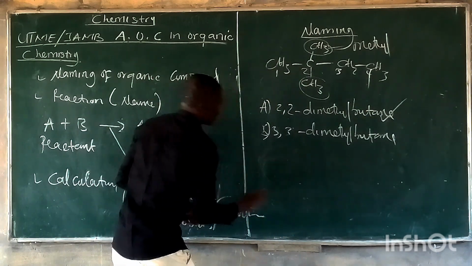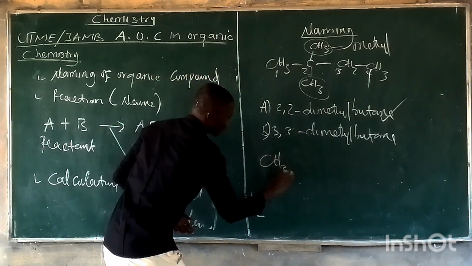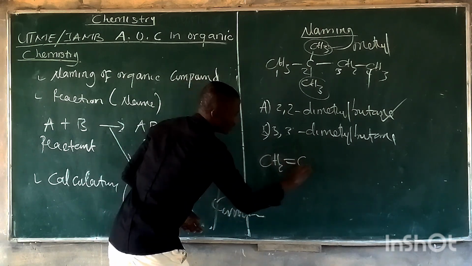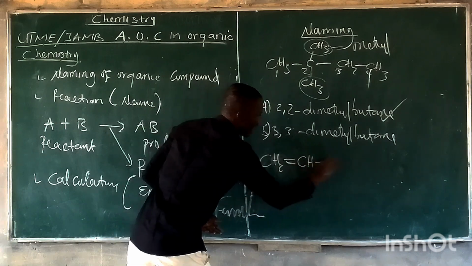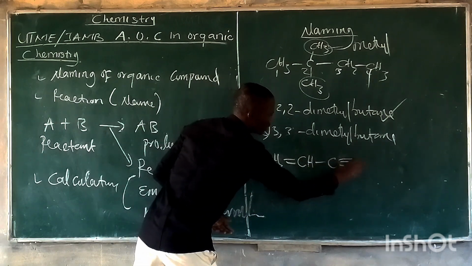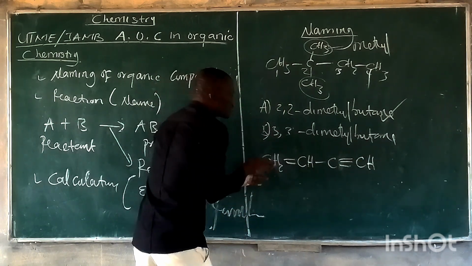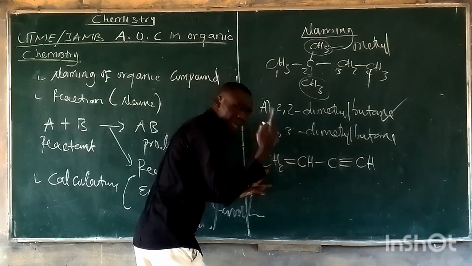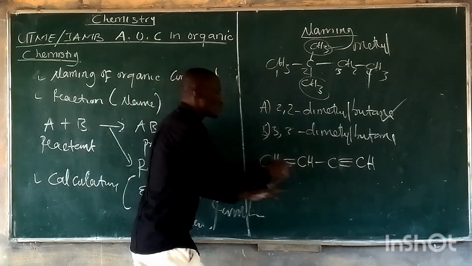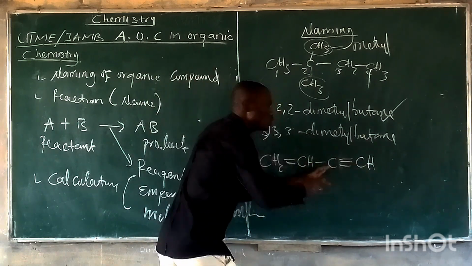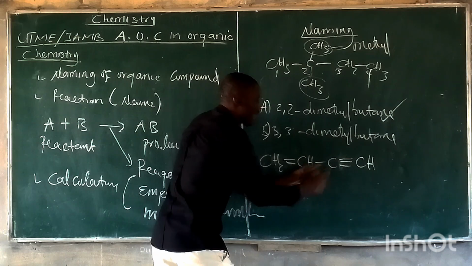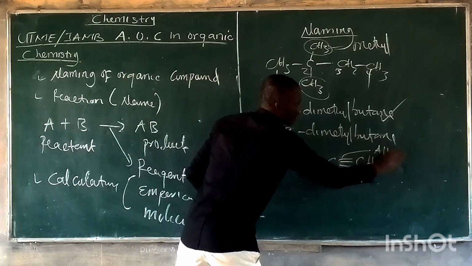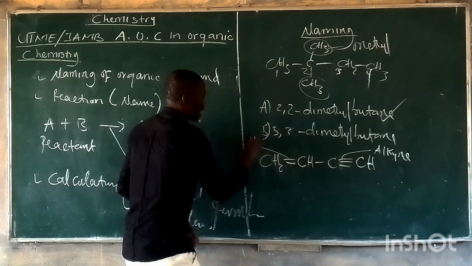Let's say I have another one. We have CH2 double bond CH, and then C triple bond CH. This carbon needs to lose one hydrogen to form the double bond. This one needs to lose two hydrogens to form the triple bond. So we have here an alkene, and we have here an alkyne.